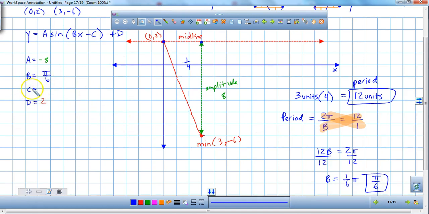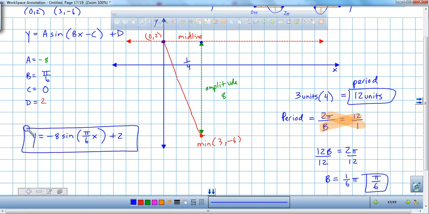Now, the c value deals with our phase shift, but we don't have any phase shift. This point right here where we started did not shift to the right, nor did it shift to the left. So the good news is the c value is 0. My final answer that I'm going to write in Khan Academy is y equals negative 8, because we're going down and not up, sine, open parentheses, pi over 6 x, close it, plus 2. Before I type that in, I'm going to go to Desmos and type it in to make sure I haven't made any silly mistakes.